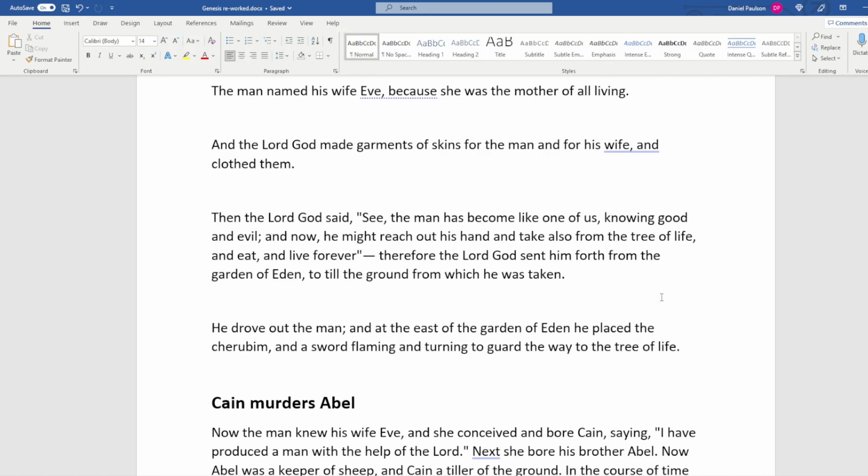Then the Lord God said, "See, the man has become like one of us, knowing good and evil, and now he might reach out his hand and take also from the tree of life and eat and live forever." Therefore the Lord God sent him forth from the Garden of Eden. You know what? I didn't see this before. Might become like one of us. There it is again. There's another polytheism. What the heck? I'm going to come back and look at that.